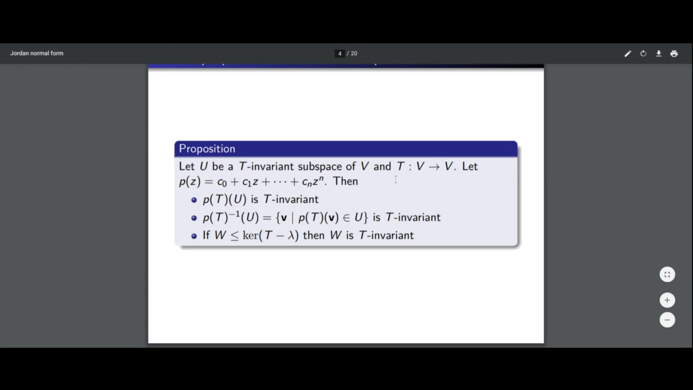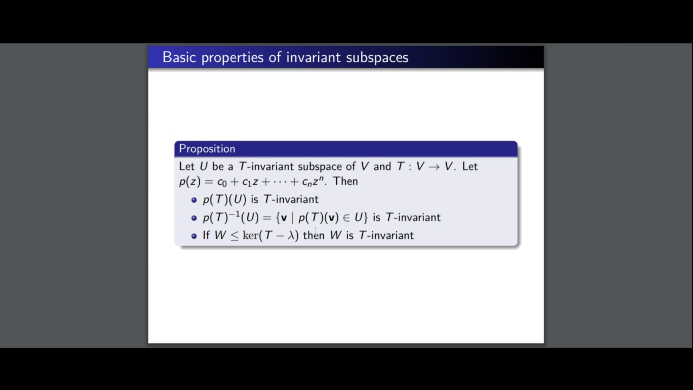If U is T invariant and P is a polynomial, then I can plug T into the polynomial and apply that to U, and I get another T invariant subspace. I can also look at all the vectors V such that when I apply P of T, I land in U. That's also T invariant. And any subspace of an eigenspace is also T invariant.